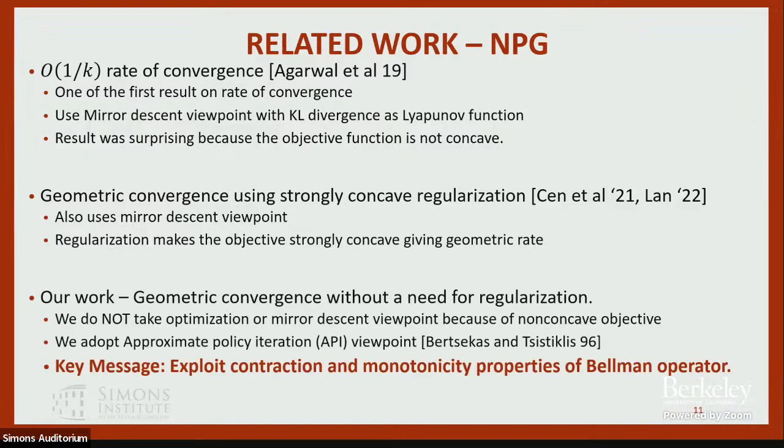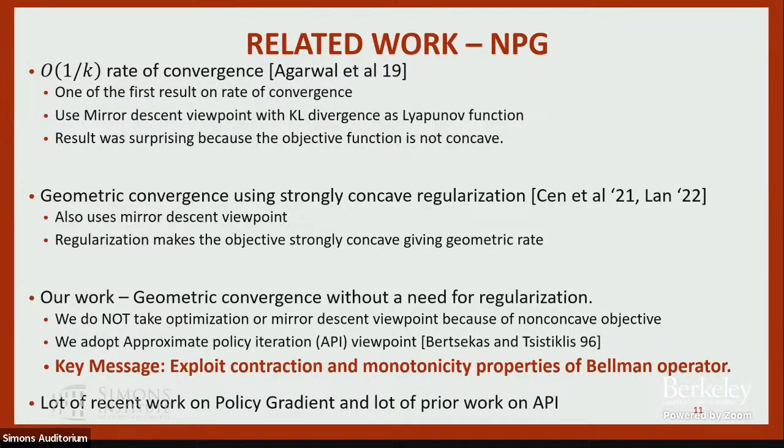The main message I'm trying to convey in this part of the talk is that you don't need regularization. Even without regularization, even though your objective is non-convex, you will have geometric convergence. And the reason is that convexity and the optimization viewpoint is not the right way of thinking about it. This problem is not a random non-convex optimization problem. It's actually that there's this nice Bellman operator sitting at the heart of this problem, which has contractive and other nice properties. And because of that, we get geometric convergence. So our proof essentially goes back to the MDP literature on approximate policy iteration, and we exploit contraction and monotonicity properties of the Bellman operator as opposed to worrying about convexity.